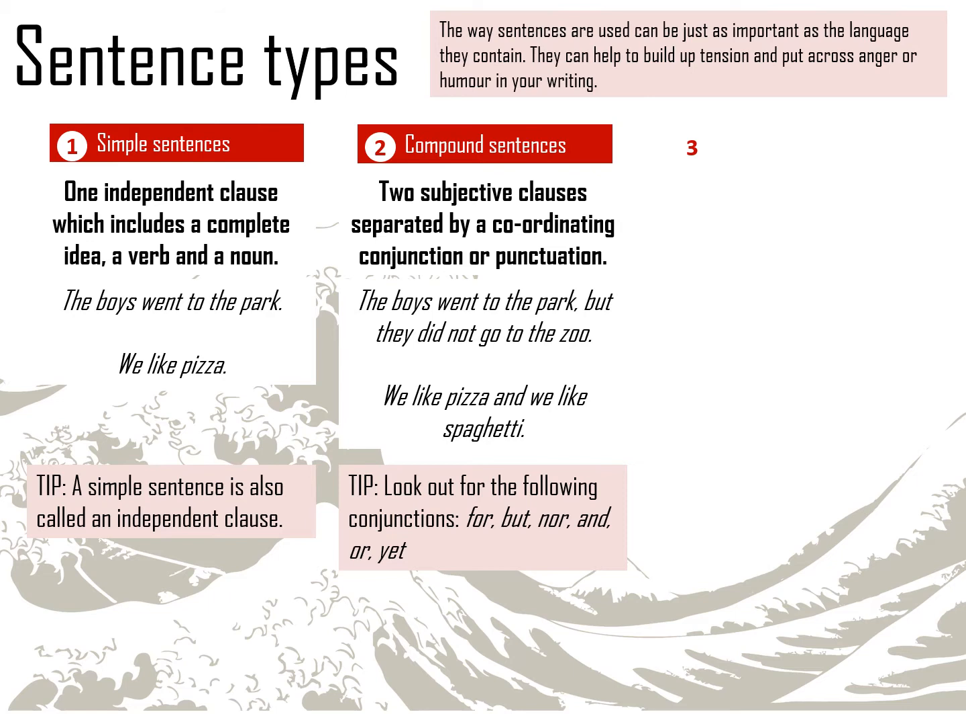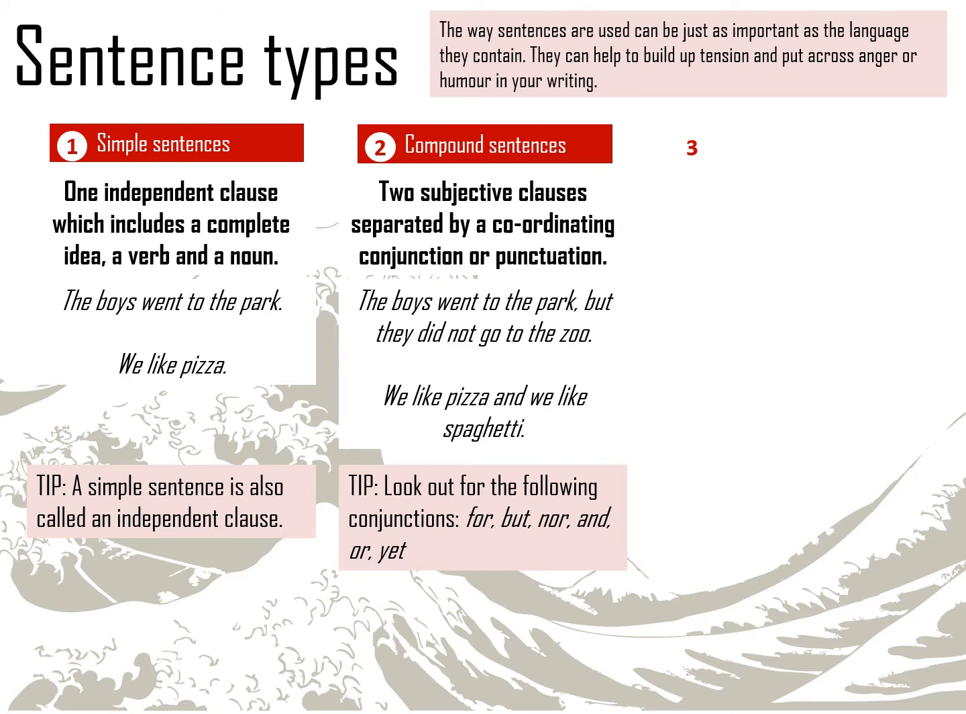The boys went to the park makes sense. They did not go to the zoo makes sense. We've used but, which is a conjunction, to connect the two. We like pizza is a sentence. We like spaghetti is a sentence. They both make sense. They're both independent clauses, but they are connected by a conjunction. And that gives us a compound sentence.